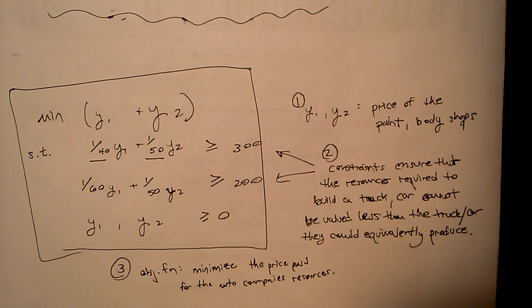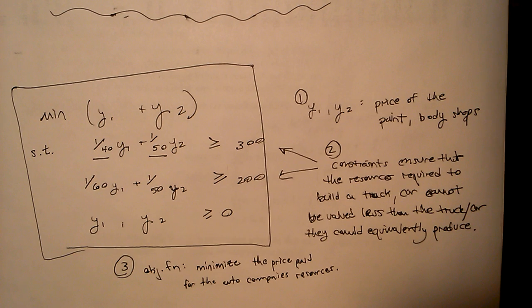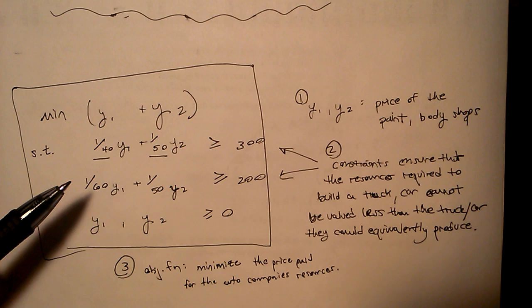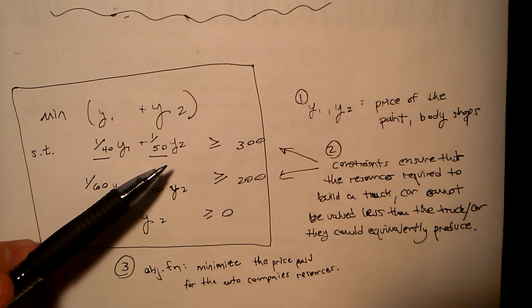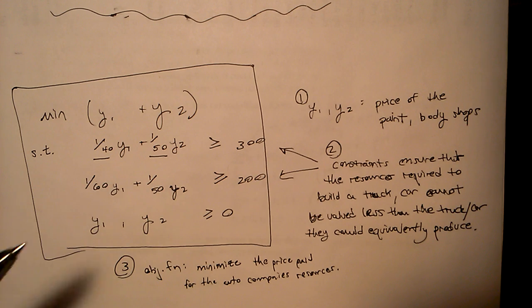What I've said is that the constraints ensure that the resources required to build a truck or a car cannot be valued less than the truck or car that they could equivalently produce. So what I mean by that is this. You could think of it this way: it takes 1/40th of a paint shop and 1/50th of a body shop to produce a truck. So in other words, the prices that the auto company would be willing to accept for its paint and its body shops should be at least what they get if they use those resources to produce a truck or a car. In other words, just what I said.